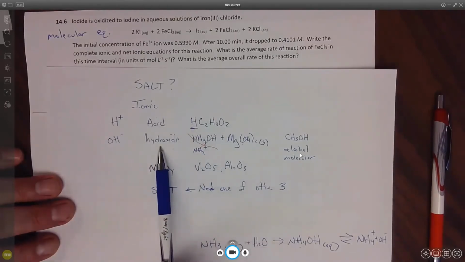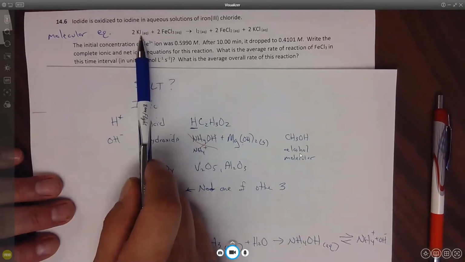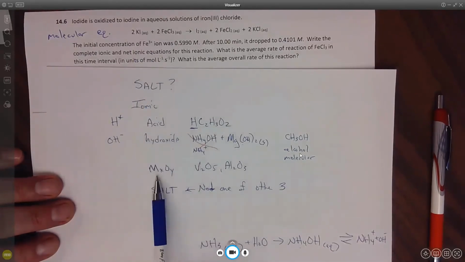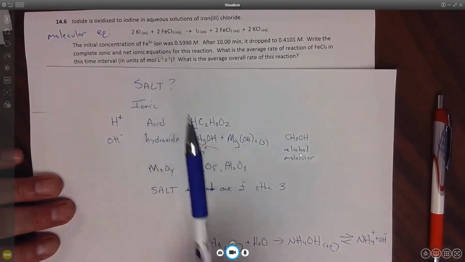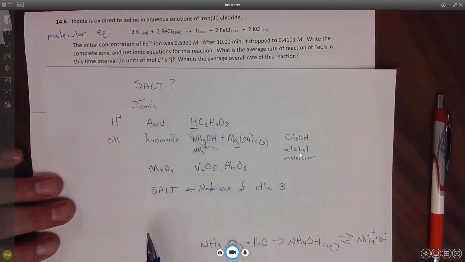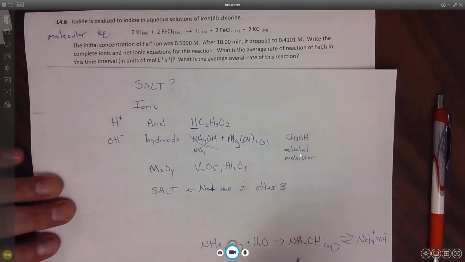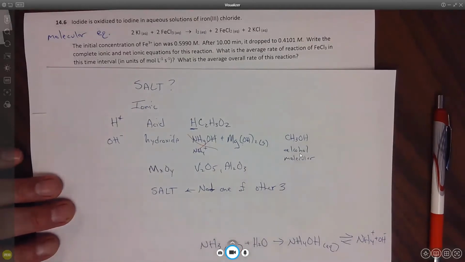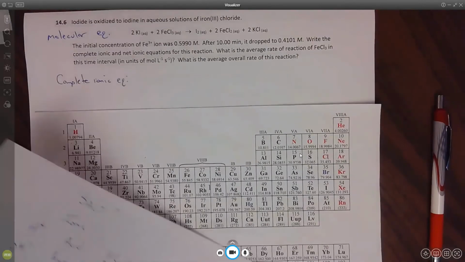It's not a hydroxide. There's no OHs here, so it's not a hydroxide. A metal oxide consists of just a metal and oxygen, no other nonmetals. Well, that doesn't contain any oxygen at all, so it's not a metal oxide. Therefore, it is a salt. It's not one of the other three, and therefore it's a salt. So that's how we know it's a salt, okay?